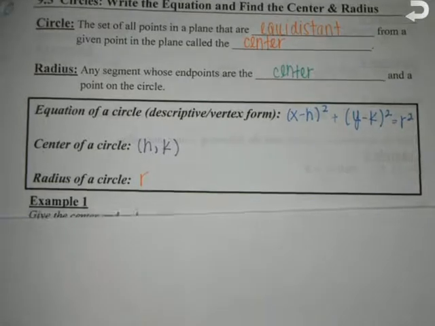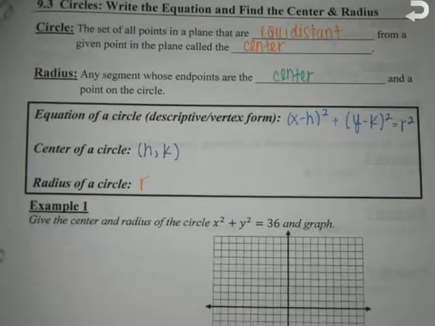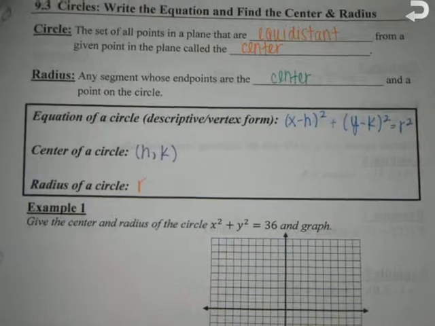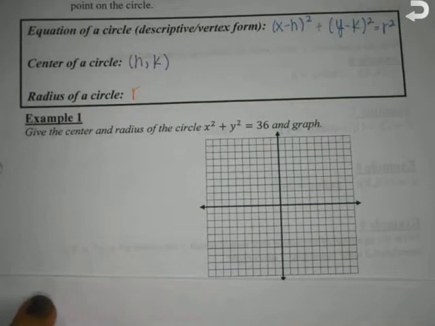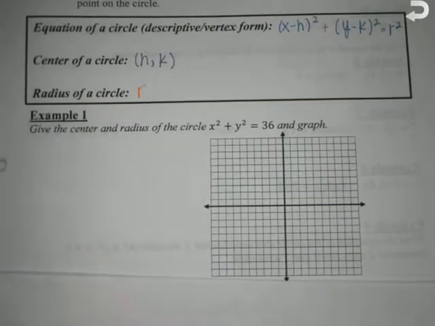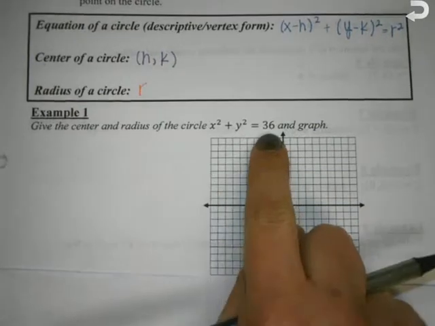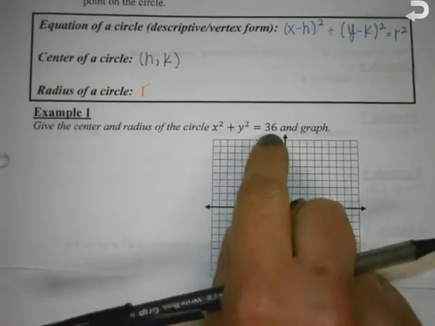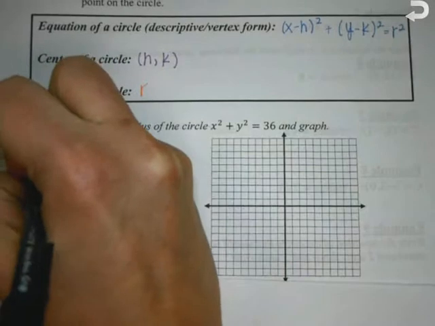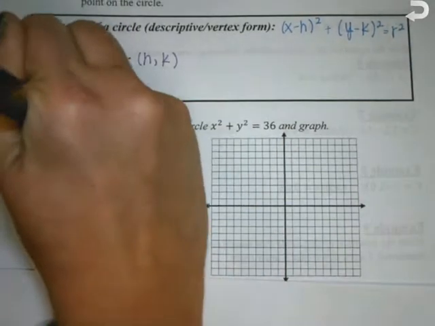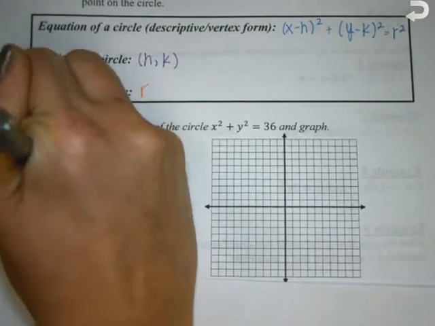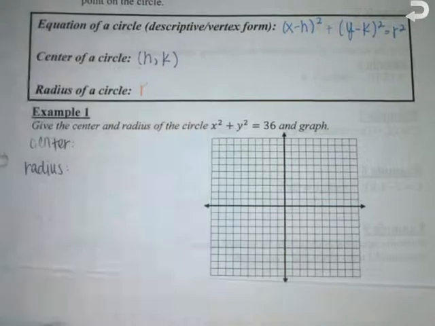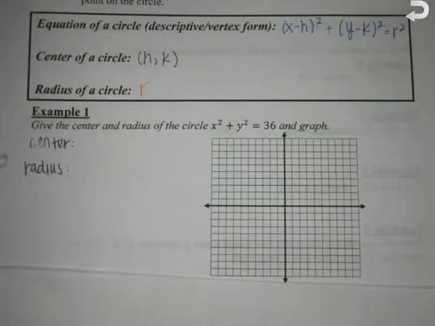So, example 1. Let me put this up a little bit. Example 1, your instructions are to give the center and radius of the circle x squared plus y squared equals 36, and then graph it. So we want the center and the radius. That's going to be our answer, and I meant to type that out for you to write your answer, but I must have forgotten.